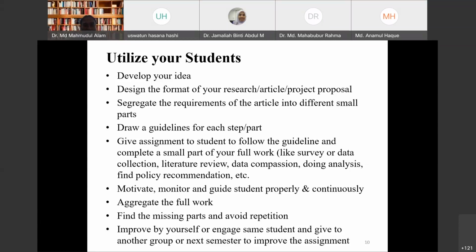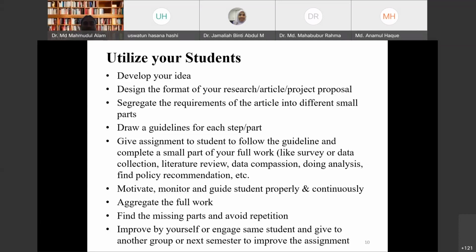So develop your idea and design the format of your research as an article or journal proposal. Design it completely as an article. Give the full direction of what you want. Suppose in the abstract, first you give one sentence of the background, one sentence about the problem, one sentence about the objective, one sentence about the methodology, one sentence about the findings, one sentence about the recommendations, and one sentence about the novelty or contribution of the article.